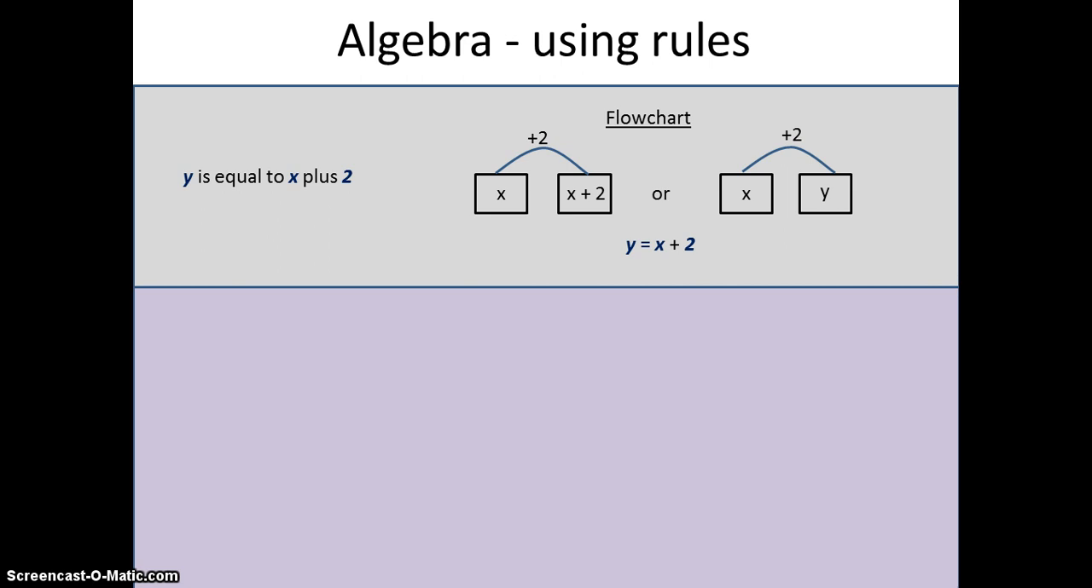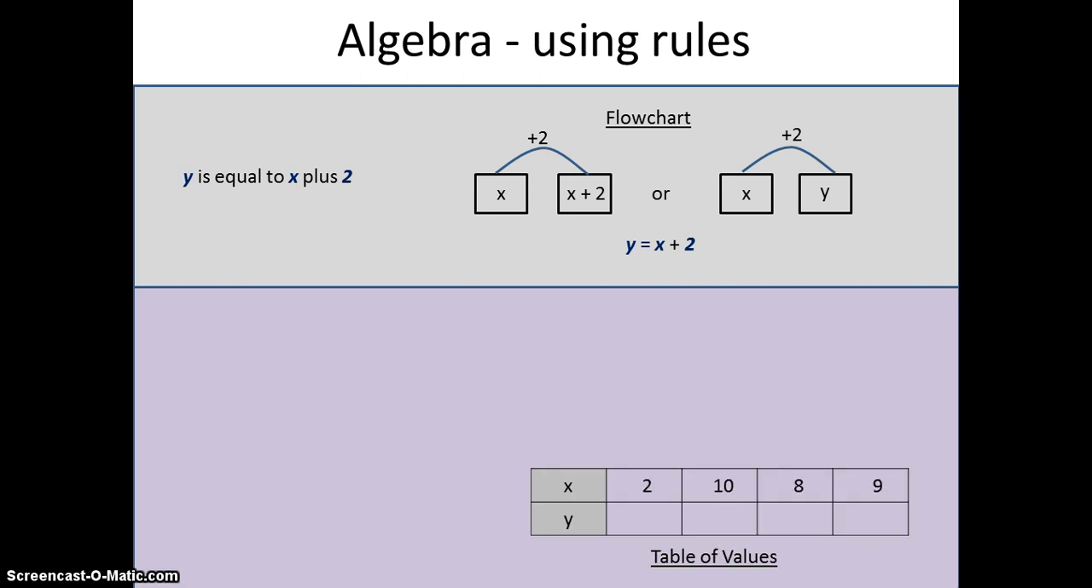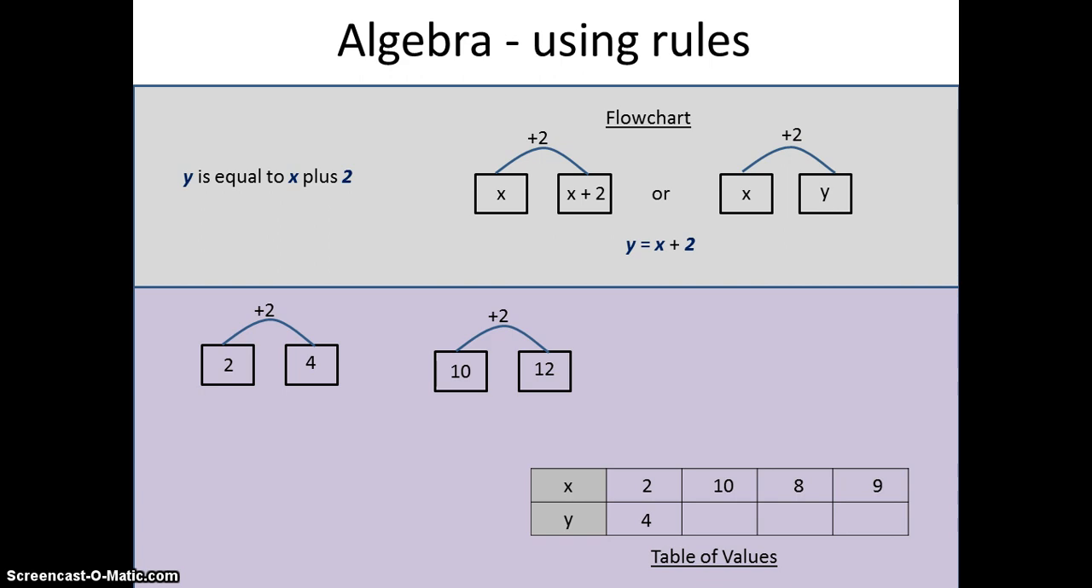Okay, so let's have a look at some examples with this in action with different values of x. So here we'll have the first example, we'll say x is equal to 2. You see those values in our table of values. Using our flowchart, we say 2 and we add 2 to that, and that gives us a value of y equal to 4. Let's try another example. This time x equals 10 and we add 2 to that and it gives us a value of y equals 12.